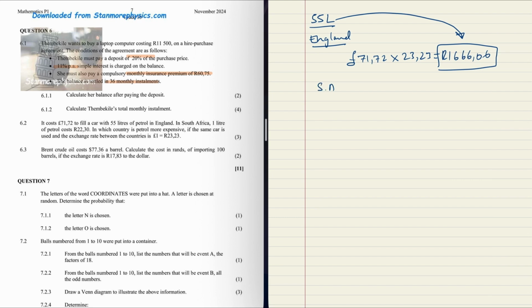Now in South Africa, 1 litre of petrol costs 22.30. So 55 litres of petrol is going to cost 22.30 times 55. And that's equal to 1,226.50. So for 55 litres of fuel in South Africa, we are paying 1,226 Rand. In England, for 55 litres of fuel, you are paying 1,666 Rand. So England is more expensive.